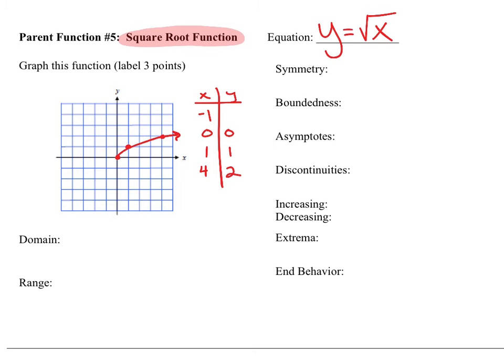This one's pretty cool because its domain is very interesting. It starts at 0 because we can't take the square root of a negative number, which means its range also starts at 0 and goes to infinity.